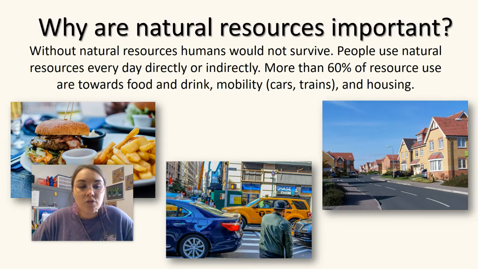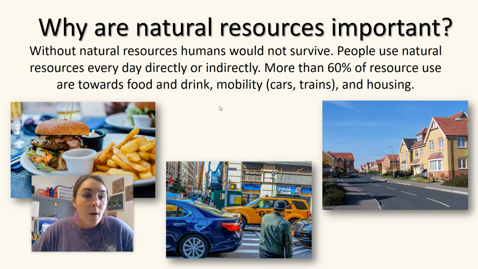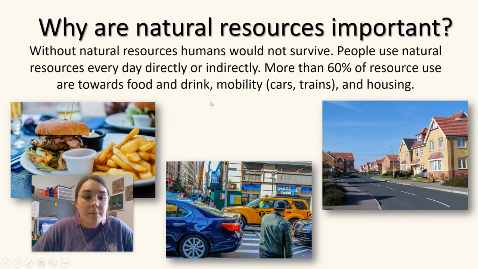So why are these natural resources important, you ask? Well, without these natural resources, humans couldn't survive. We use natural resources every single day. More than 60% of the resources we use go towards food and drink, cars, and housing. So it's really important. We need these natural resources to survive.